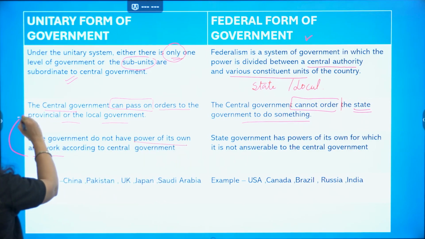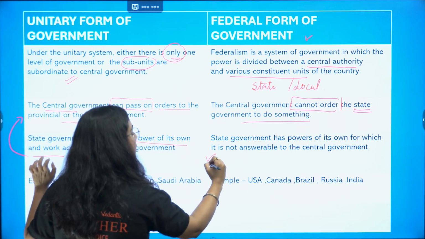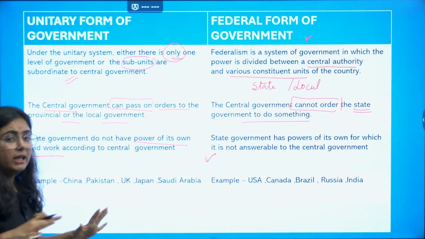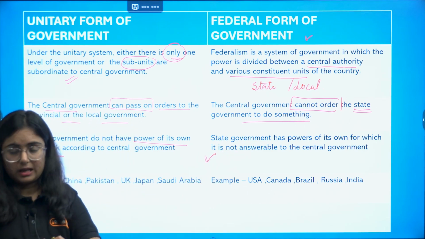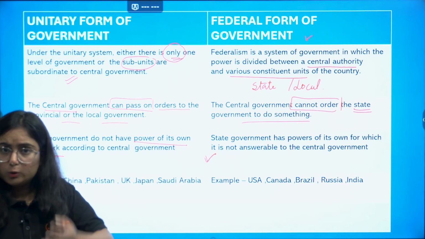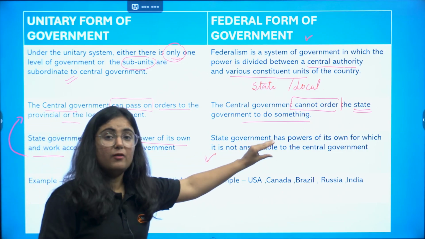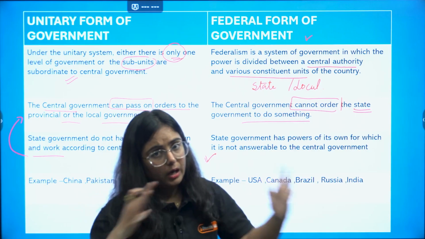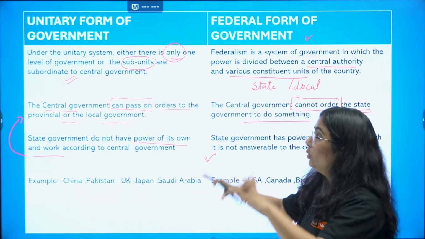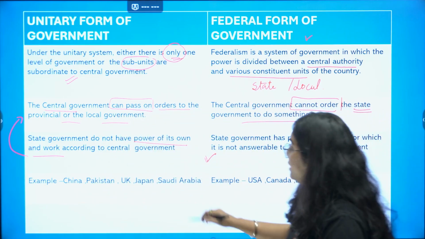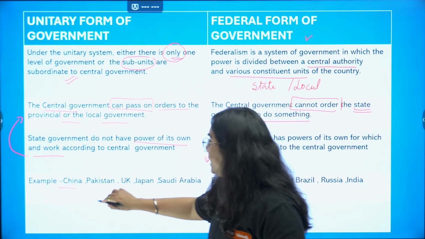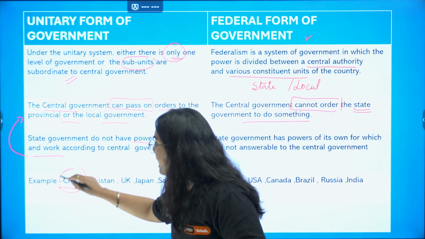In a unitary system, the state government does not have power of its own. However, here the state government has the power. For example, the government of Karnataka and the government of Tamil Nadu, do they have power of their own? Yes. In the world, if we see which countries have a unitary form of government, it is China, Pakistan. You have seen this in class 9th, na?